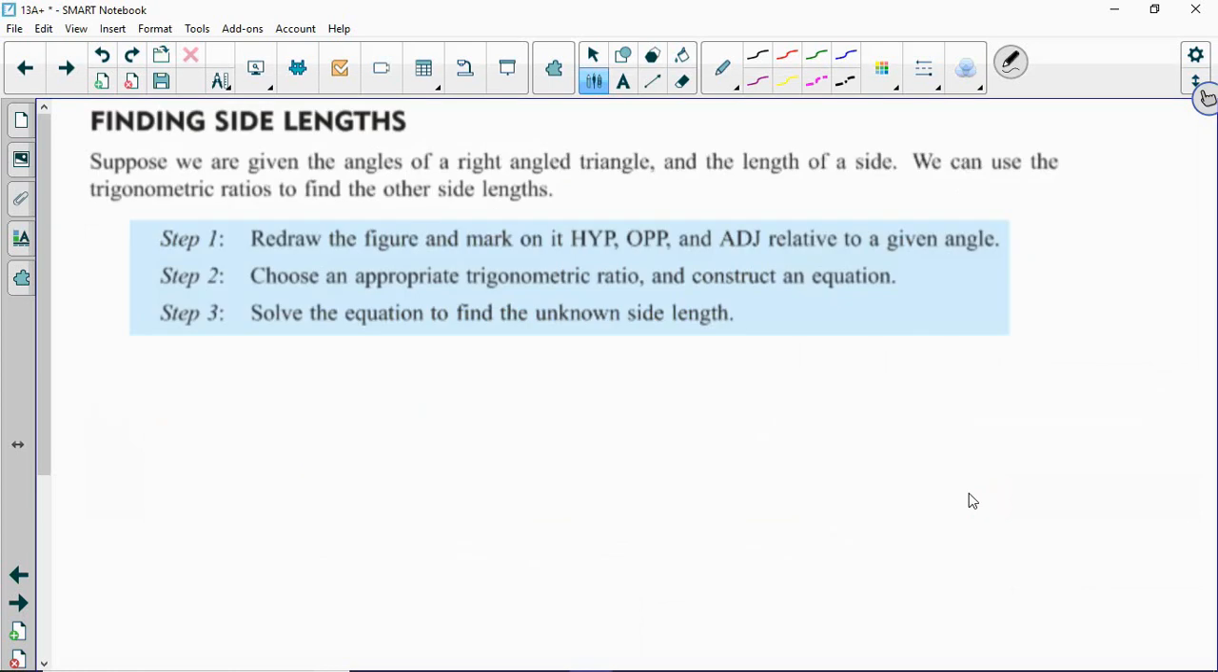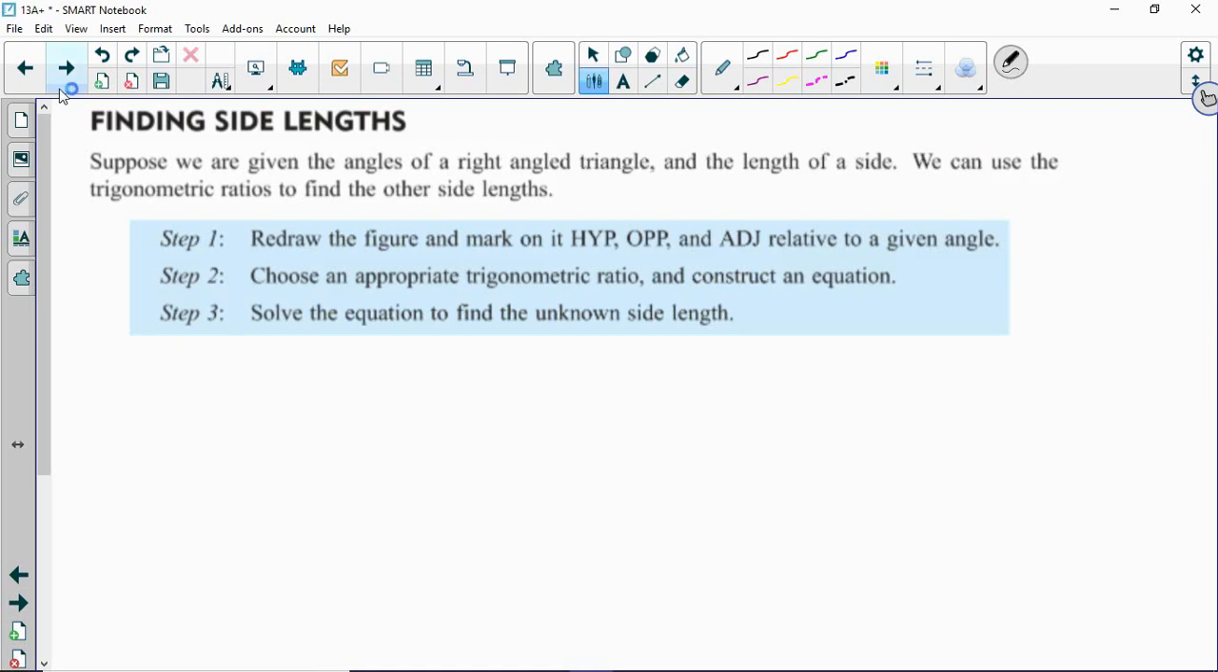Now the whole purpose of this is that we can use this to find unknown side lengths when the Pythagorean theorem won't do the job. So the idea is we're going to have a picture of a right triangle, and we're going to be able to identify in that picture some angle, and then based on that we'll have an opposite and adjacent sides, and of course a hypotenuse since it's a right triangle. We're going to choose an appropriate trig ratio. I think that'll be more obvious when we see an example. And then we're going to write an equation based on this. And then we're going to solve the equation.